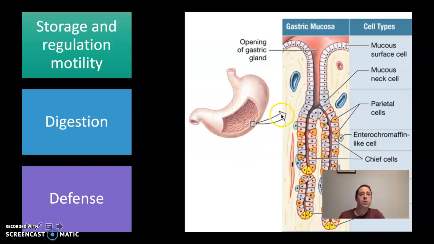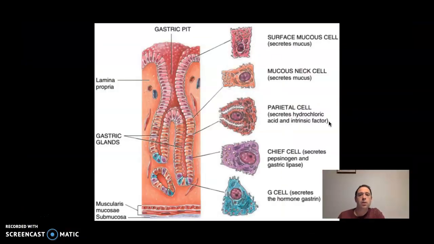And if zoomed in close enough, we can see that these rugae actually have openings, these gastric openings, which lead down into these pits, which are known as gastric glands. In these glands, we can see that there are a number of different cell types that make up the gland, and each one of these cell types has a very specific function. This image further enhances that idea that each one of these cell types that make up the gastric gland has a very different form as well as a very different function.